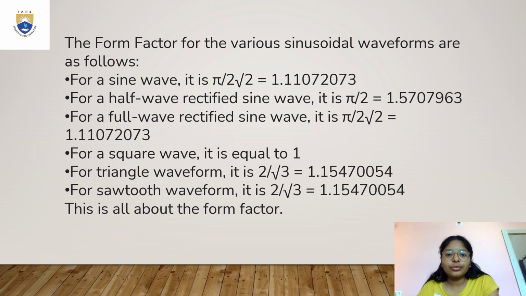For triangular waveform, it is 2 by root 3 is equal to 1.15470054. For sawtooth waveform, it is 2 by root 3 is equal to 1.15470054. This is all about the form factor. I hope with these two slides you understood something about the form factor. We enter into our next slides.